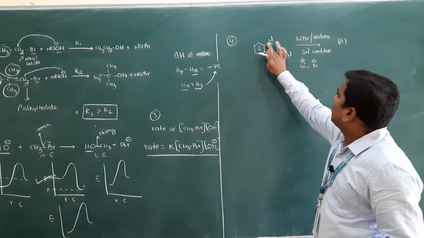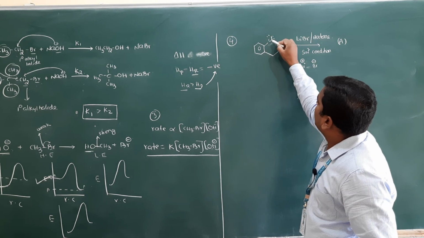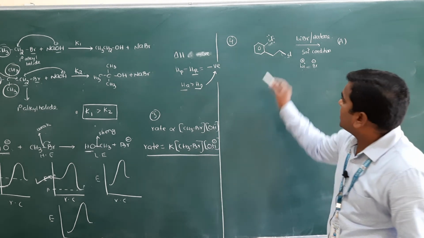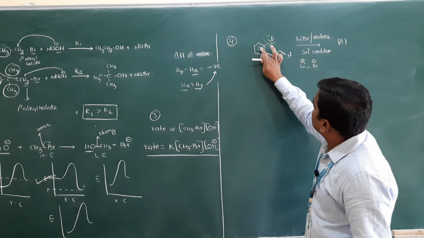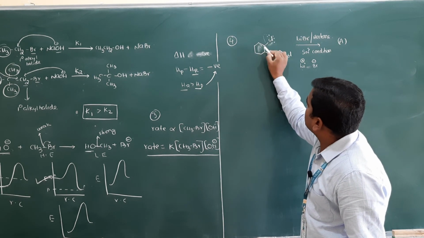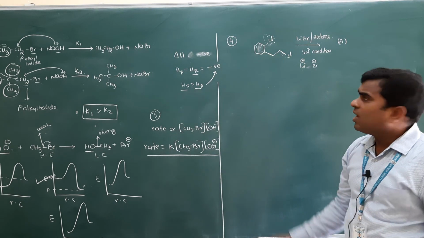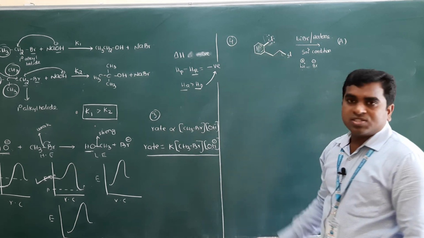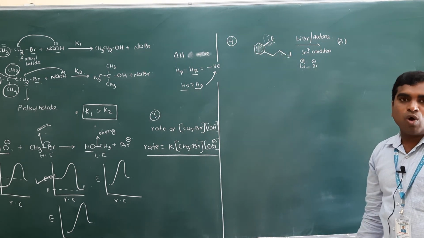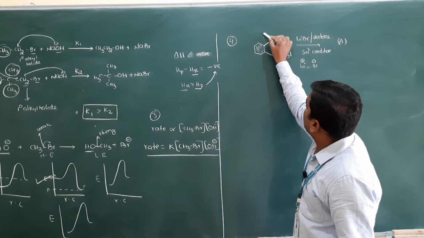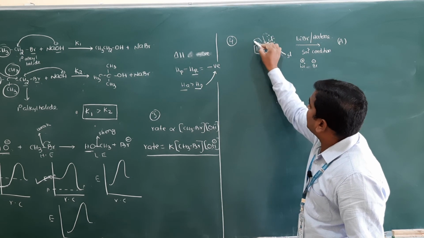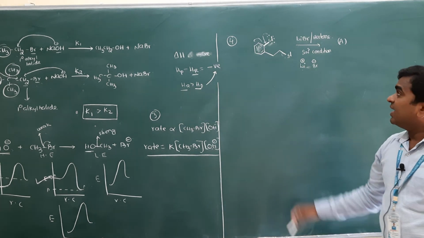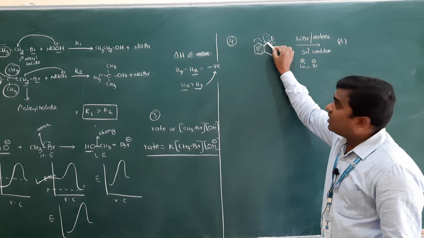This chlorine is attached directly to the benzene ring, which means it is involved in resonance. Because in the benzene ring, double bonds will be there, and the lone pair on the chlorine and the double bonds are separated by a single bond. So it is conjugation. When conjugation is there, they are involved in resonance. When they are involved in resonance, this single bond is converted into a partial double bond.